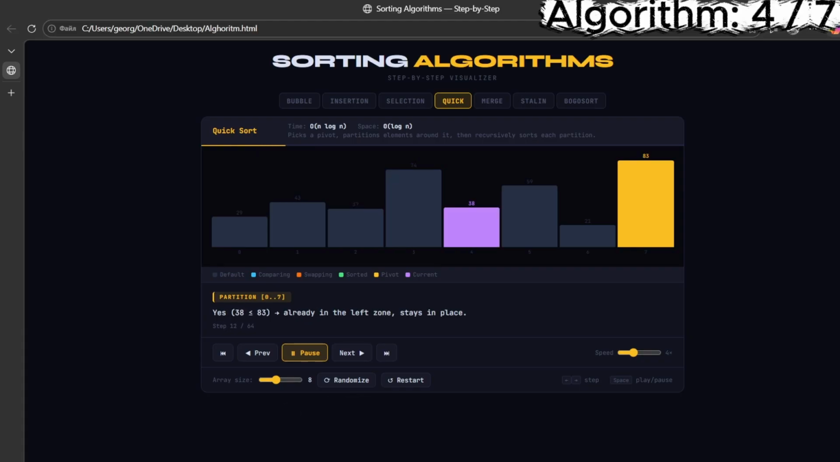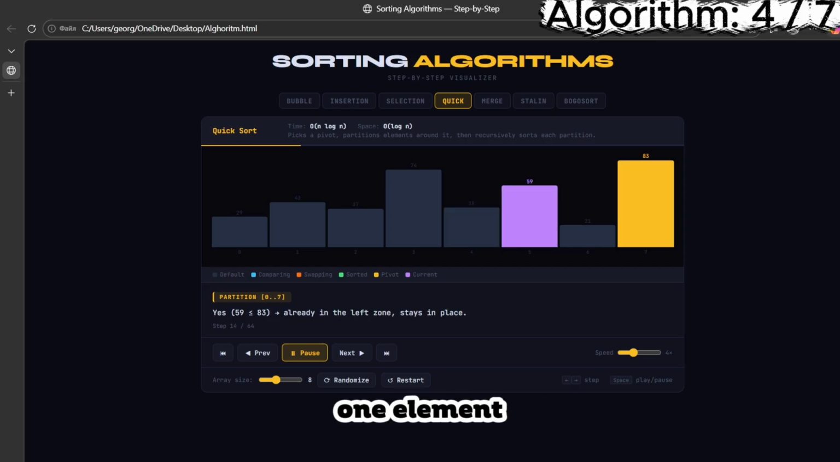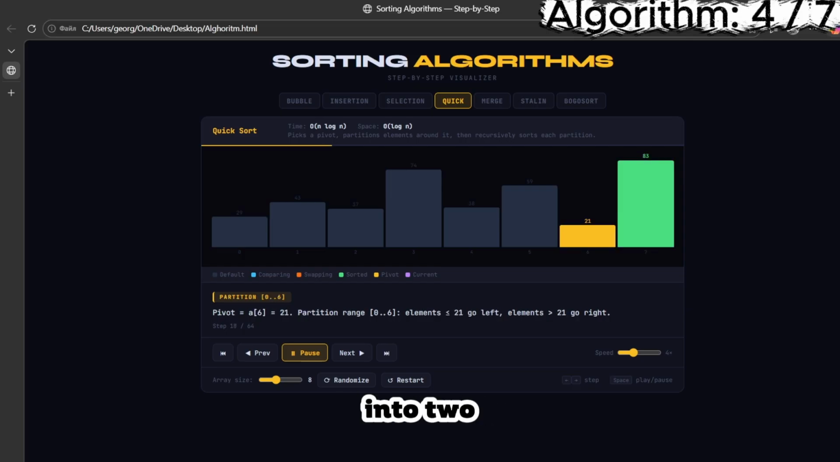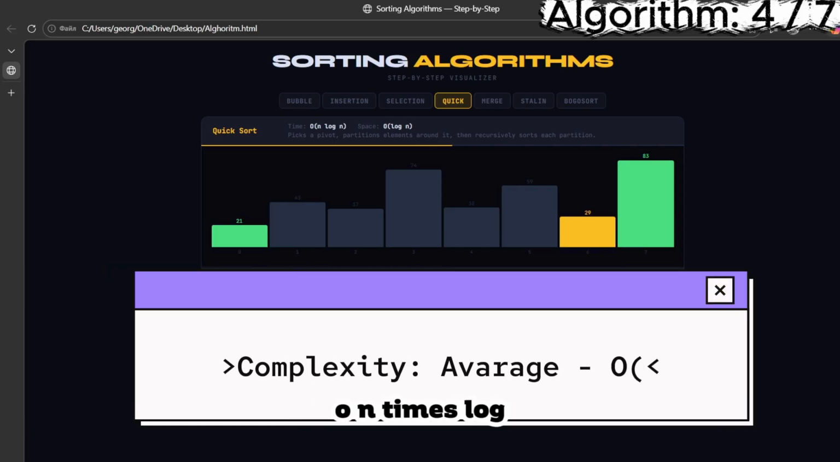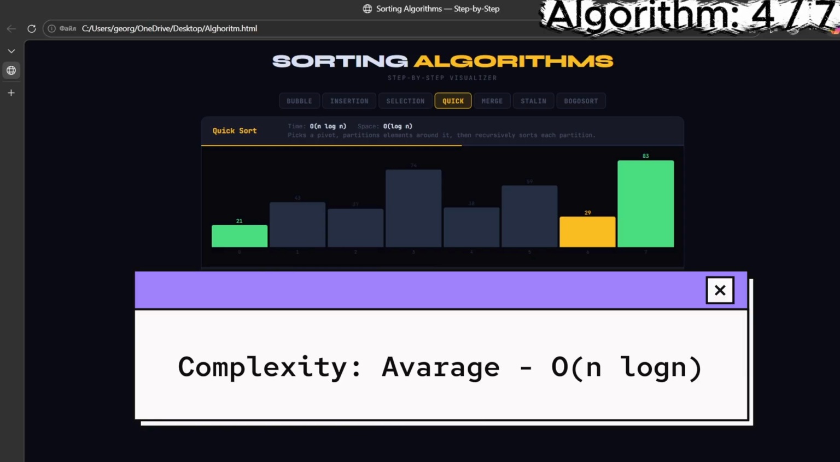Divide and conquer. Each partition step puts one element in its permanent place and splits the problem into two smaller problems. Is this element smaller than the pivot? It stays left. Bigger, go right. Elements that are already on the correct side don't move at all. This is what makes quicksort feel fast. No wasted work. O(n log n) on average. For 1000 elements, roughly 10,000 operations instead of 1 million.